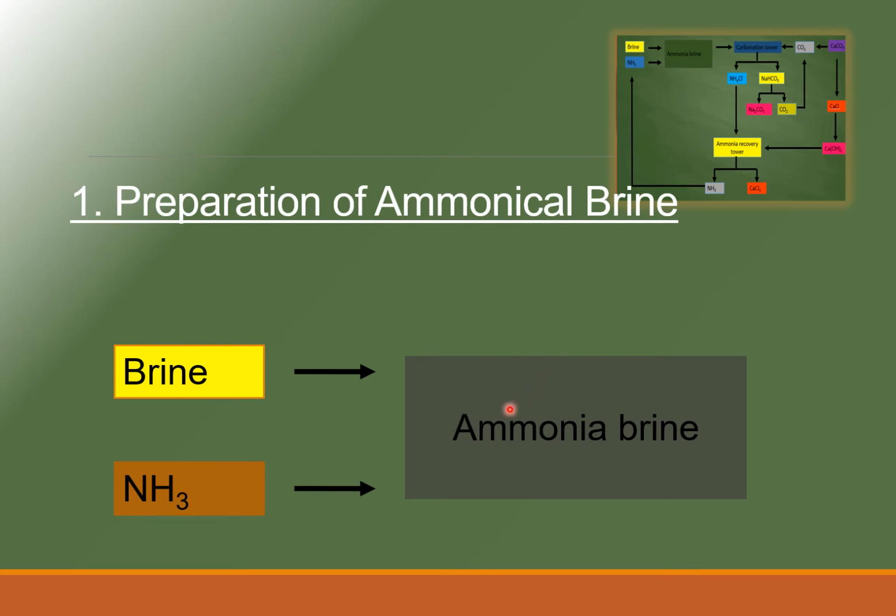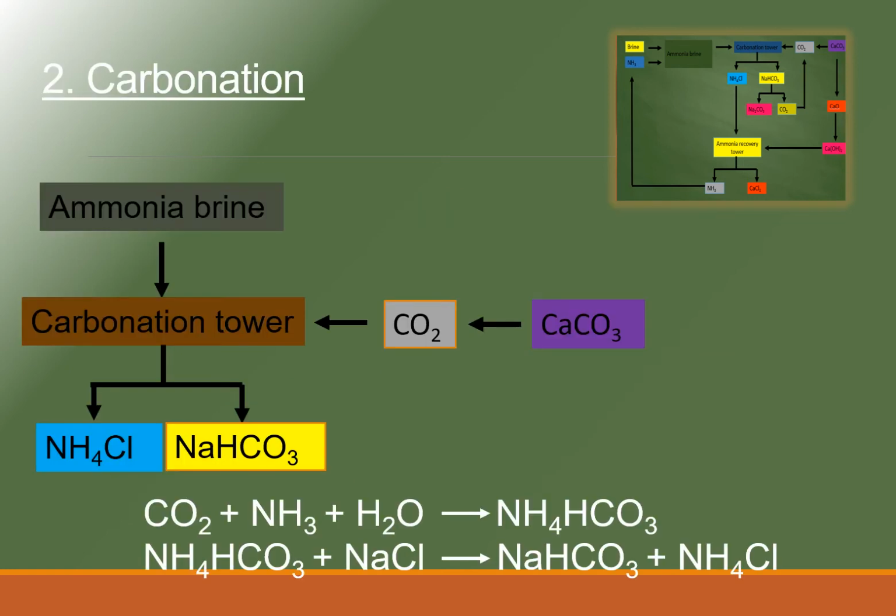Ammoniacal brine is prepared by dissolving ammonia gas in the brine. When we dissolve ammonia in the brine, ammoniacal brine is prepared. Then ammoniacal brine is fed into the carbonating tower. This is the carbonating tower.